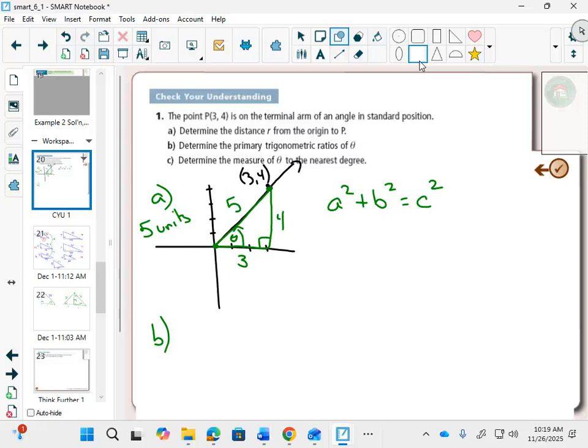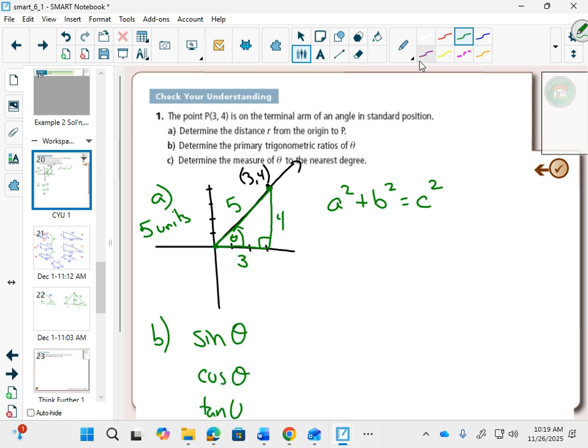After this question, I'm going to get off topic and introduce you to a bunch of Pythagorean triplets and see if you can figure out some numbers. Okay. But first, determine the primary ratios of theta. So what they're asking for is, can you figure out sine of theta, cos of theta, and tan of theta?